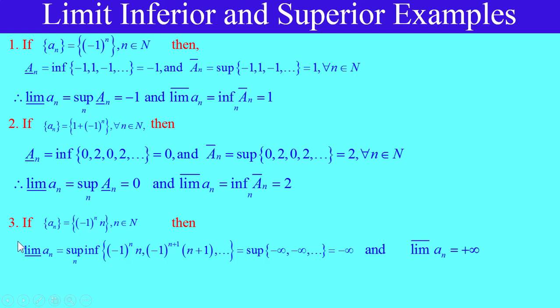Example 3. If an is equal to (-1)^n times n, n belongs to N, then limit inferior an is equal to supremum over n of the infimum of (-1)^n times n, (-1)^(n+1) times (n plus 1), and so on. This is equal to supremum of minus infinity, which is equal to minus infinity. And similarly, limit superior an is equal to plus infinity.